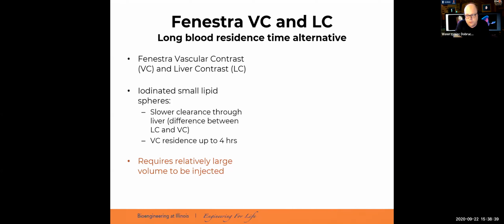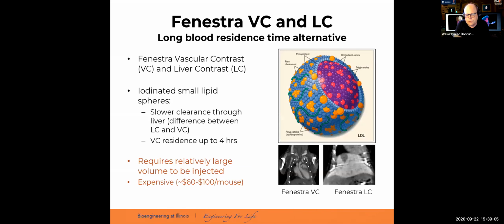Unfortunately, to get very good quality images, it requires a relatively large volume to be injected. So it has become very expensive to image, for example, a single mouse. It costs between $60 and $100, with the cost of the mouse itself being around $25 to $30. So you can see that the contrast agent is double the price of the single mouse. So these are the examples.